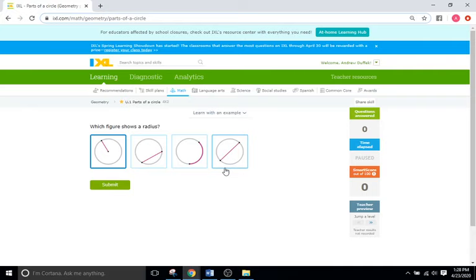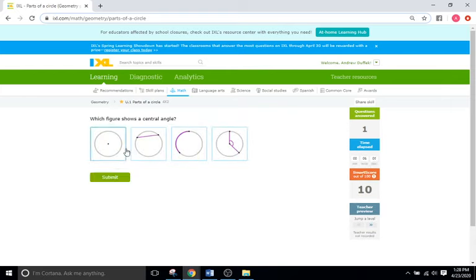And the last picture over here is a line that goes through 2 points that are on the edge of the circle, but the line goes through the center of a circle. So this line goes straight, and then the center of a circle is right here. It intersects right in the center. So that is our diameter. That is the length from one side of the circle to the other. But for here, we have radius. So we'll click submit.